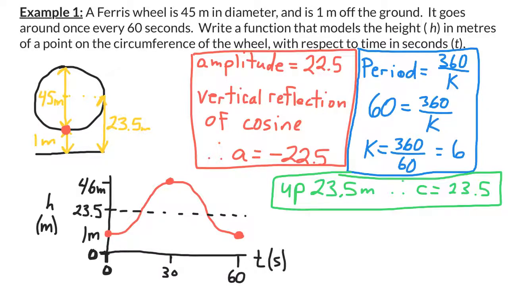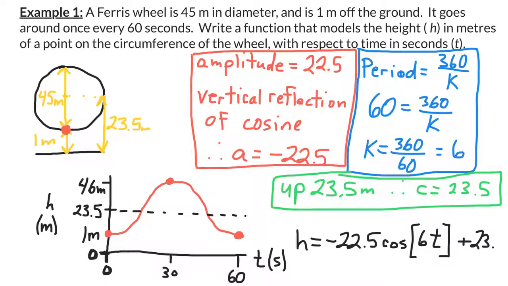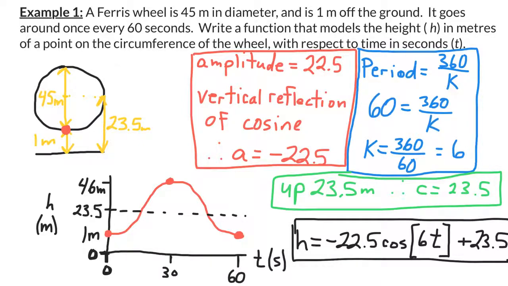So my equation is going to be the height equal to, and here's where I have to put in my a value, negative 22.5, and I'm using a cosine function. My k value is 6. I don't have a d value, but I have a c value of 23.5. So that is the equation to model the height of a point on the Ferris wheel.